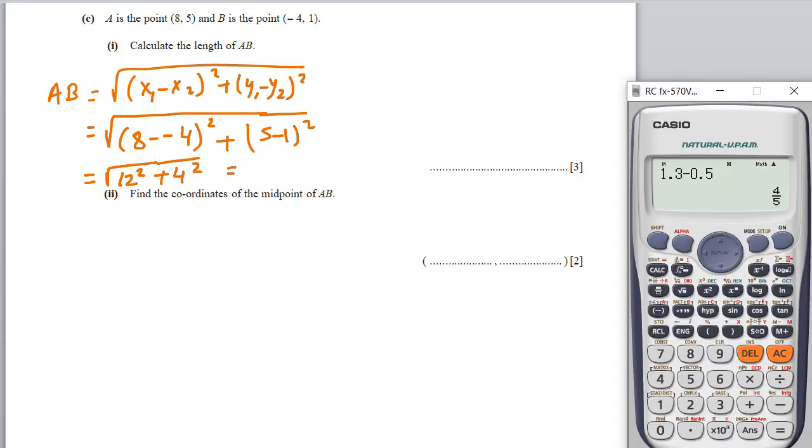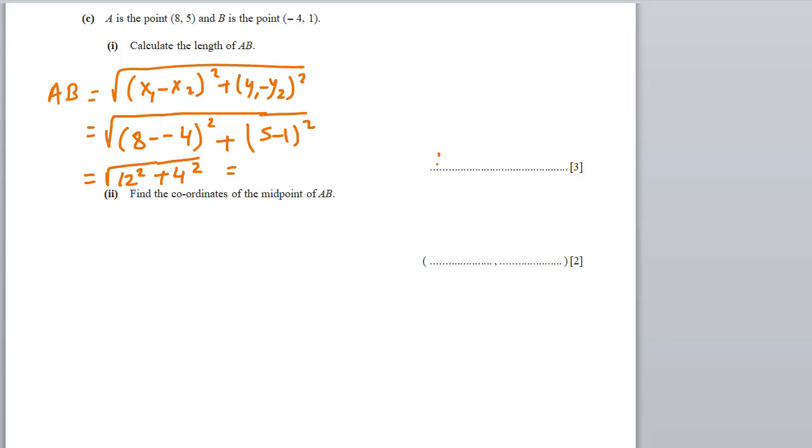So the square root of 12 squared plus 4 squared will equal 12.65.